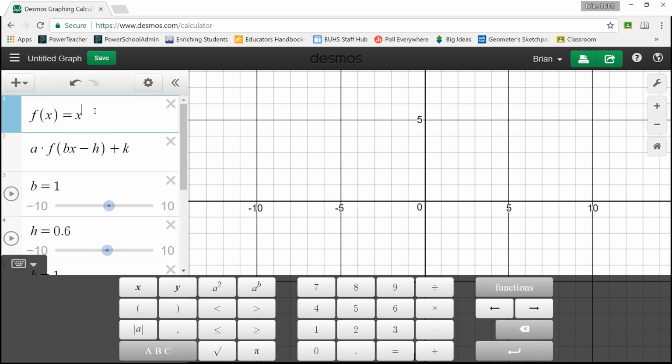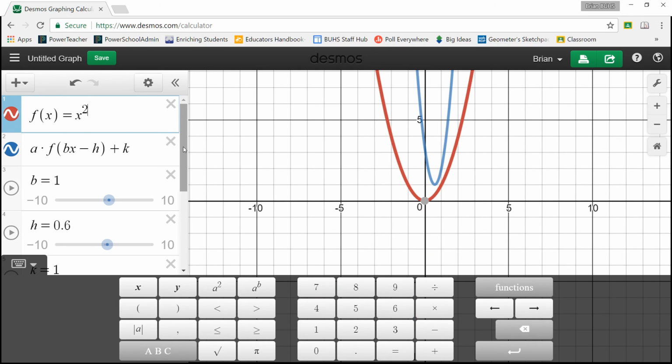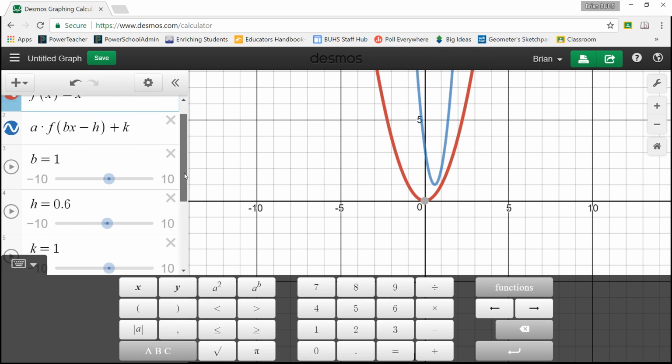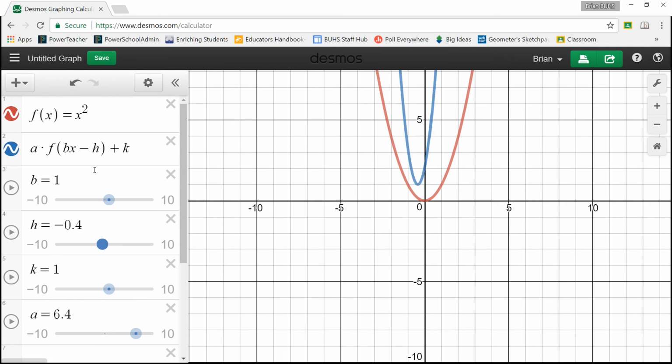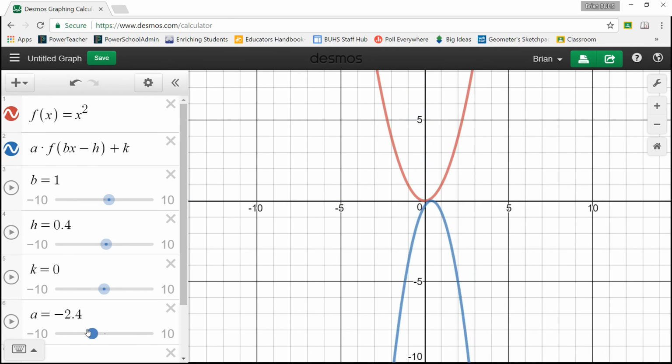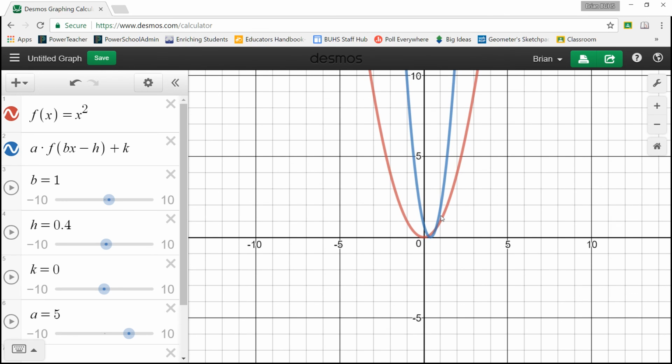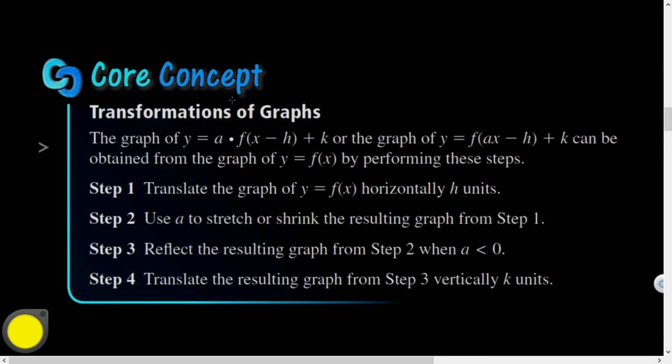Let's make this a weird graph, and let's make b equal to 1. We'll ignore b for now. But if I slide the value of h, you notice that it's doing a horizontal transformation. If I slide the value of k, it's doing a vertical transformation. And if I change the value of a, I can flip it upside down and over and stretch or smoosh it. You will try some problems that require multiple transformations simultaneously, and that's how you would analyze it.